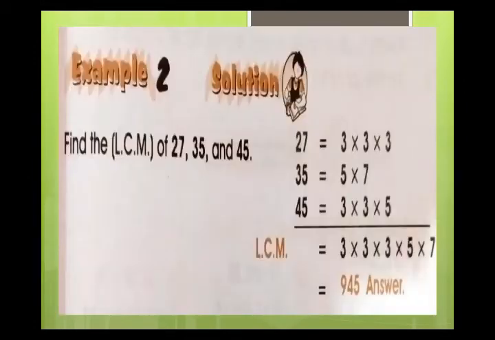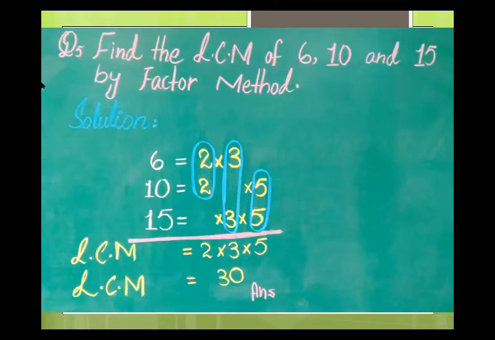How can you find the LCM by using the factor method? Firstly, you just list out the prime factors of the numbers. So you list out the prime factors of 6. Here you see that the prime factors of 6 are 2 into 3. Then you have to list out the prime factors of 10. So here the prime factors of 10 are 2 into 5. Both the numbers 2 and 5 are prime factors. Then you have to list out the prime factors of 15. So the prime factors of 15 are 3 into 5.